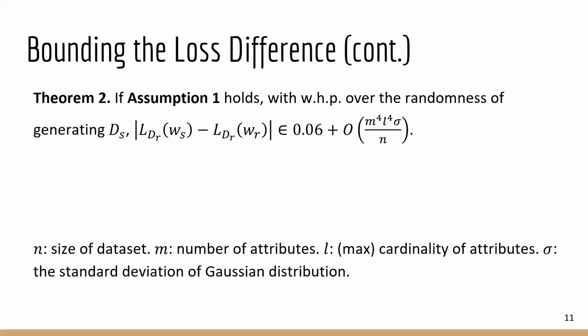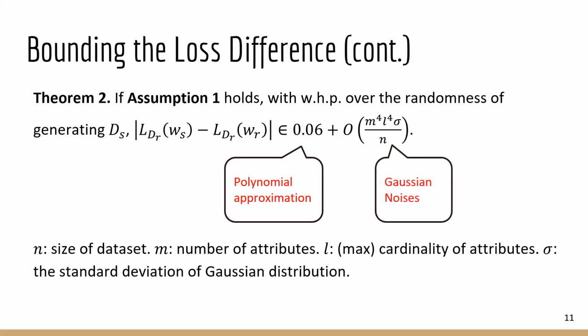Okay. So given this assumption, we can make a claim for our theorem two, which basically says that the loss of the model you get from your synthetic data minus the loss you get from the real data, the difference, can be bounded by a small constant of 0.06 plus an asymptotic term that tends to 0 as n goes to infinity. So n here is the size of the data set. So roughly the 0.06 comes from the error of the polynomial approximation, and the asymptotic term comes from the use of Gaussian noise to achieve DP.